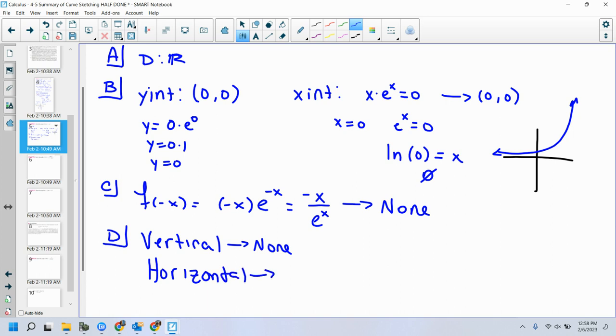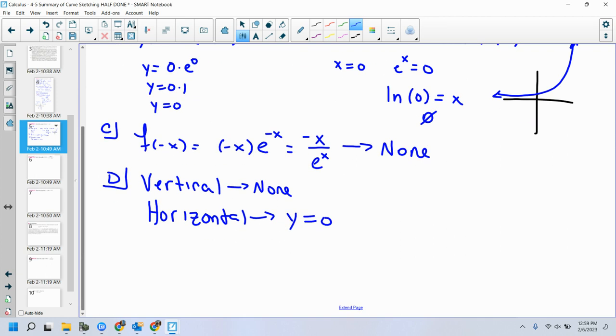Okay. Where is the horizontal asymptote for e to the x? At 0, right? Okay, so my guess is that there's going to be another one at 0. But it's not okay to just guess at it. How do you know for sure where a horizontal asymptote is?